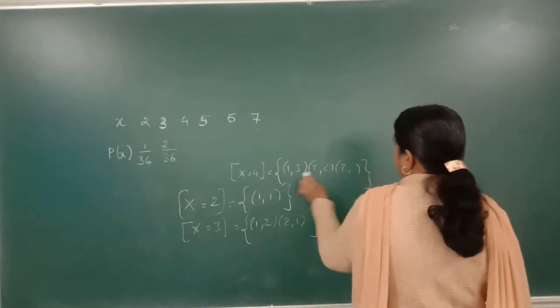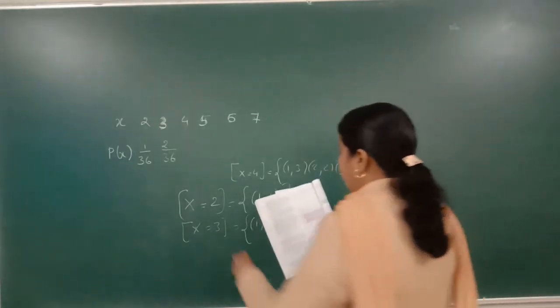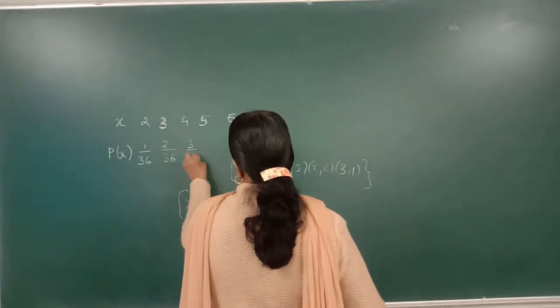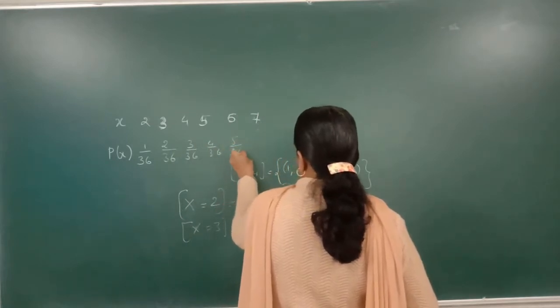Sorry, 2 2 and 3 1. So how many are there? 3. So what will be the probability? 3 upon 36. Similarly here 4 upon 36. It is 5 upon 36.